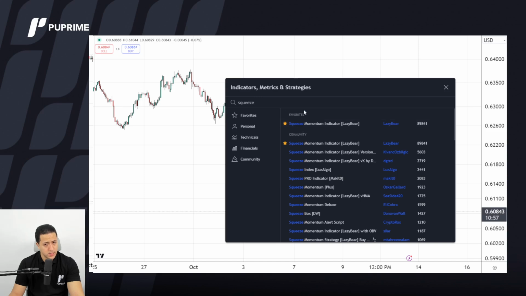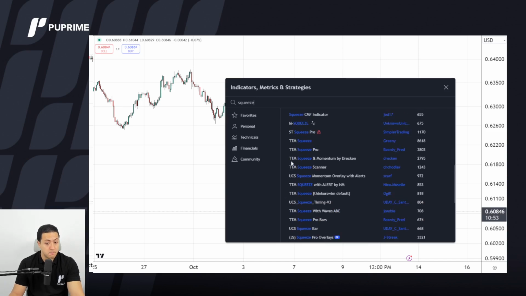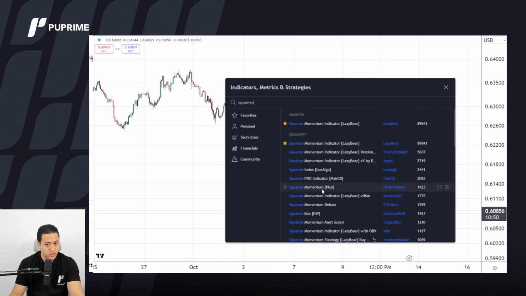Once you write down squeeze, I have it here in my favorites. You will have many squeeze momentum indicators, right? But the one I use is by someone called Lazy Bear. He actually programmed this squeeze momentum into TradingView for others to use, and it's free, even if you don't have a subscription on TradingView. Even more, if you want to have the indicator on MetaTrader 4, you will just need to send me an email.